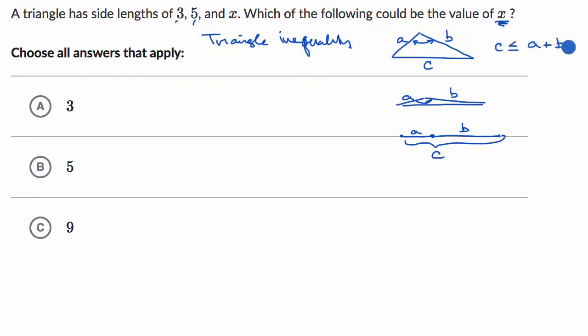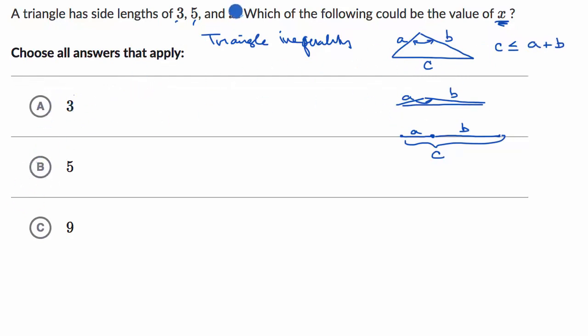The reason why this is useful is because the triangle inequality tells us that we can try out these numbers, but if the longest of the numbers is greater than the sum of the other two, well, then we're going to be in trouble. So now that we have that out of the way, let's try to visualize these.